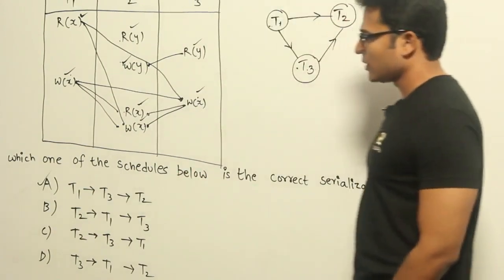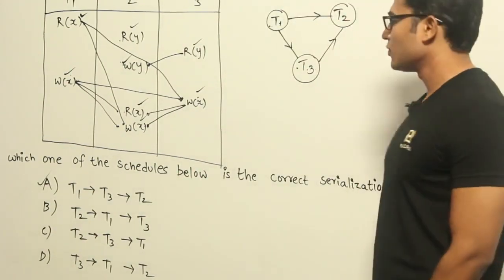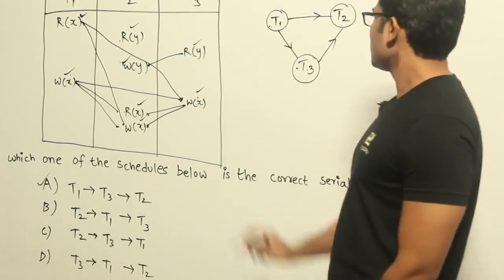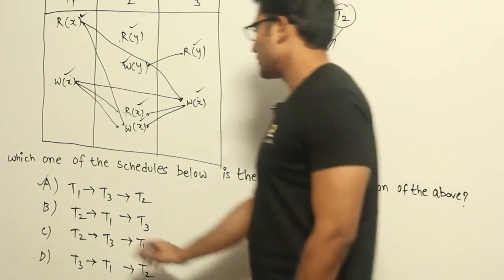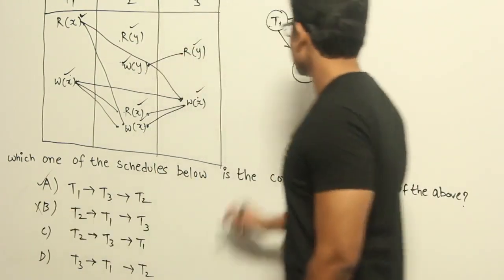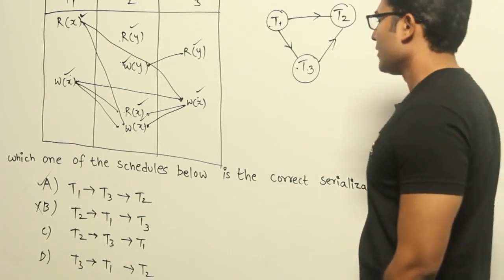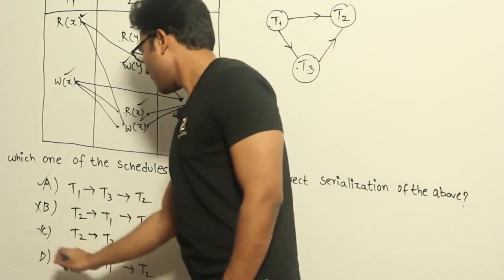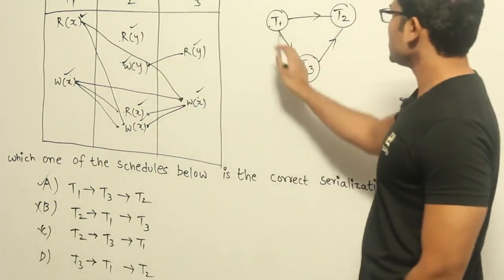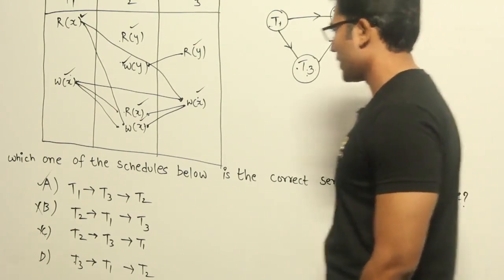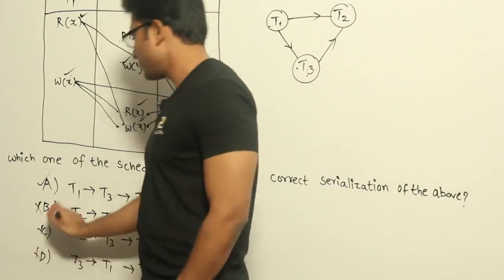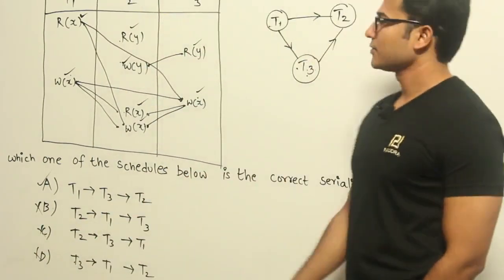Now, if you want to check, you can check the other options as well. So, T2, can I start with T2 first? I can't start with T2 first. Why? Because T2 is depending on T1. Now can I start with T2? No. Can I start with T3? No, because T3 is depending on T1. So I cannot start with T2 or T3. That is why B, C, D are wrong and A is right. Okay.